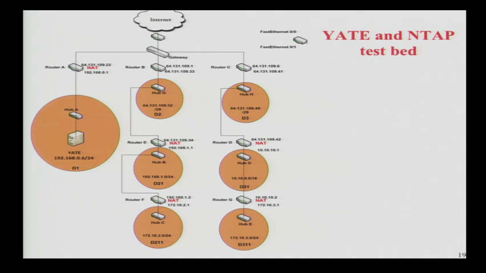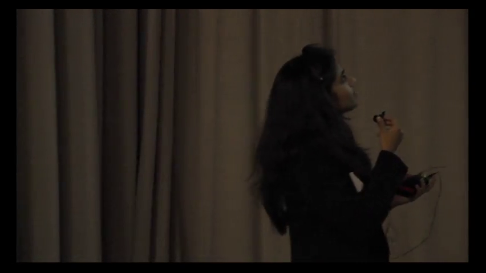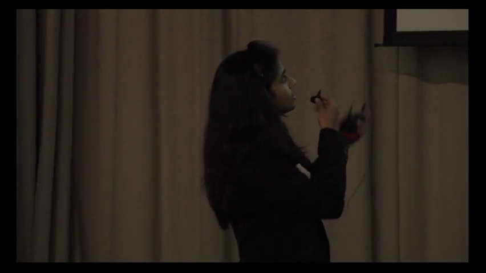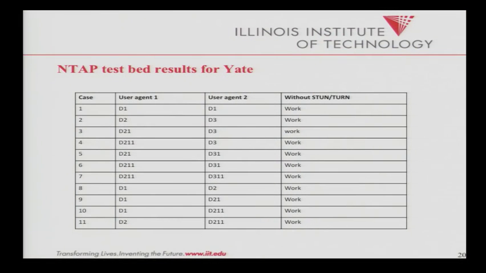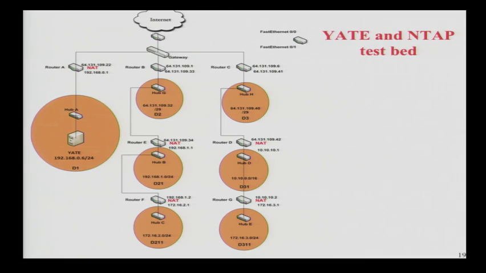As I said, our YATE is in domain D1, and we placed 2 user agents in the other different domains and made test calls. All of the test calls were successful. This is the results for our test calls. I would like to explain test case number 7, because one user agent is placed in D211 and the other one is placed in D311, which are actually the bottommost domains in both the legs. They're behind 2 NATs, so the calls work even without the aid of a STUN or TURN server.